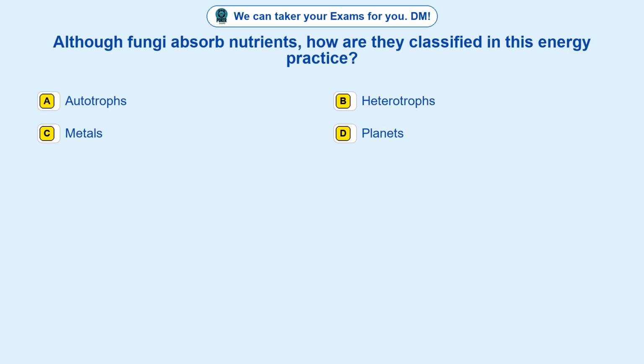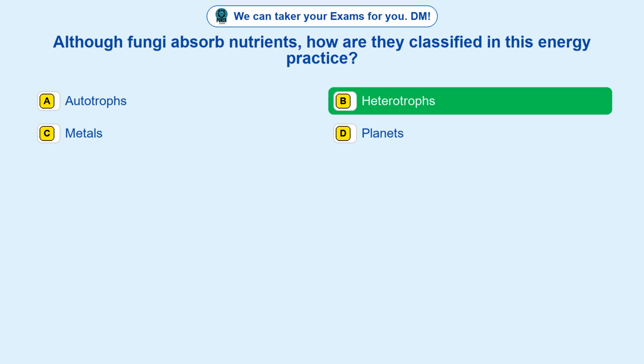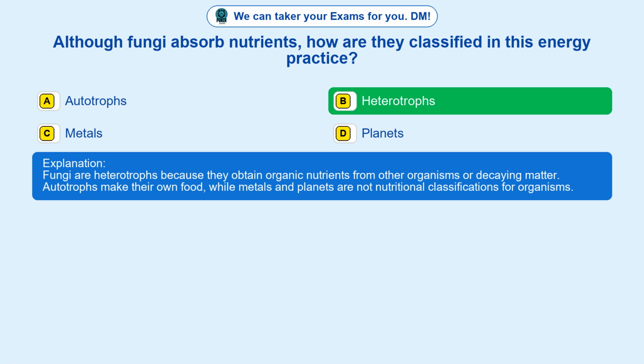Question 21. Although fungi absorb nutrients, how are they classified in this energy practice? Option A. Autotrophs. Option B. Heterotrophs. Option C. Metals. Option D. Planets. The correct answer is option B. Heterotrophs. Fungi are heterotrophs because they obtain organic nutrients from other organisms or decaying matter.